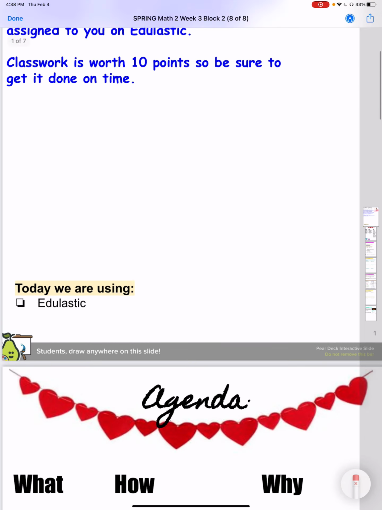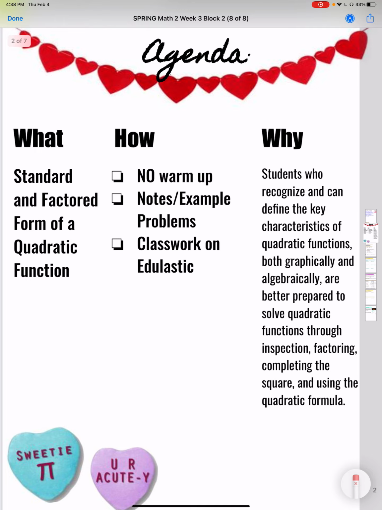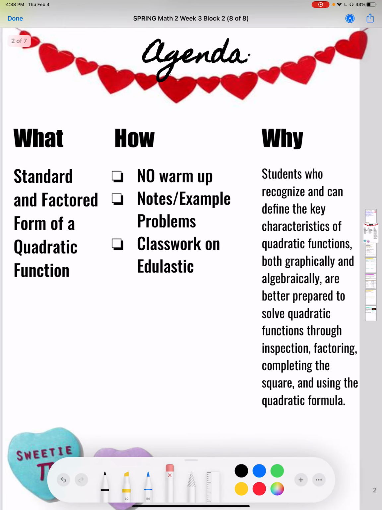at midnight. All right, so today I will be covering standard and factored form of a quadratic function. You don't have a warm-up today, so you don't have to worry about getting a warm-up done, but you are going to take notes today, and then you're also going to get some example problems in. The example problems are optional to copy into your notes. You guys know the more example problems you have, the more equipped you're going to be for your quizzes because you can use those example problems.